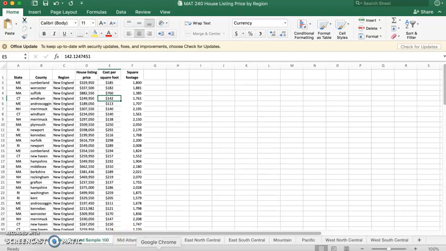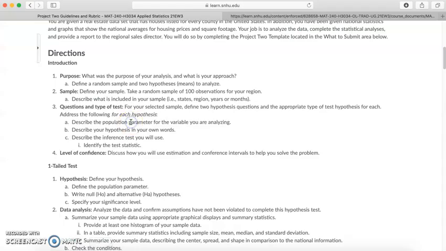All right, let's go back to our prompt. So here, for your selected sample, define 2 hypothesis questions. Again, you need to talk about this. So it says describe the population parameter for the variable you are analyzing, describe your hypothesis in your own words, and describe the inference test you will use. Identify the test statistic. Now, keep this in mind. This is your introduction for the entire report.